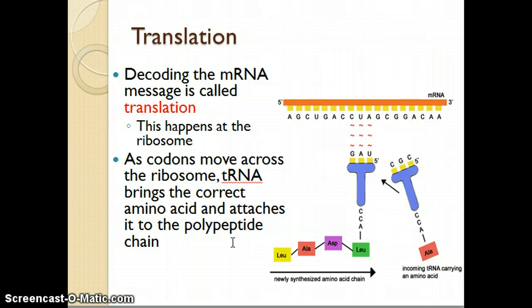tRNA plays an important role in translation. You can see that the tRNA actually looks like a T. The top part of the T contains a 3-base sequence that's complementary to an mRNA codon. This 3-base sequence is called an anticodon. The other part of the tRNA has an amino acid attached to it. During translation, mRNA attaches to the ribosome, and as it moves across the ribosome, tRNAs are recruited to bind with the mRNA codons and attach their amino acid to the polypeptide.